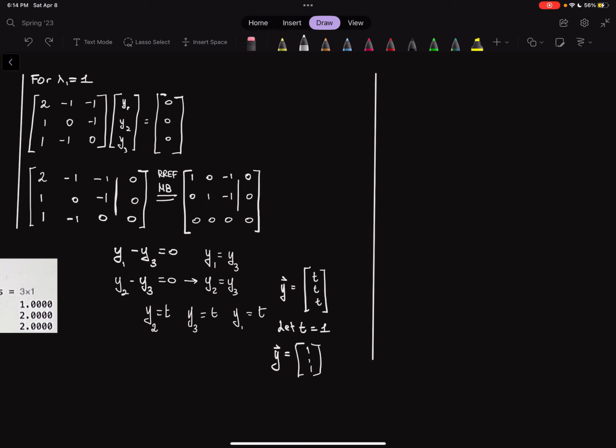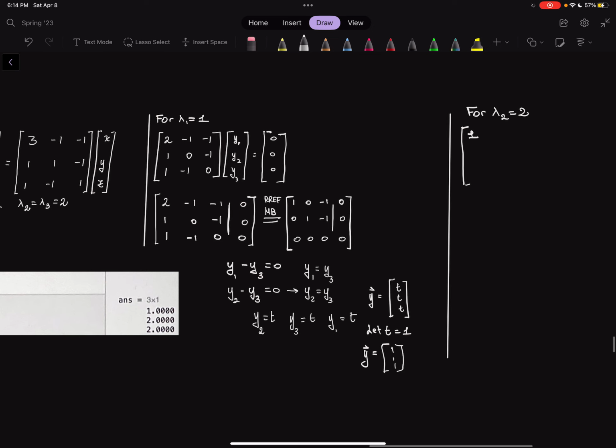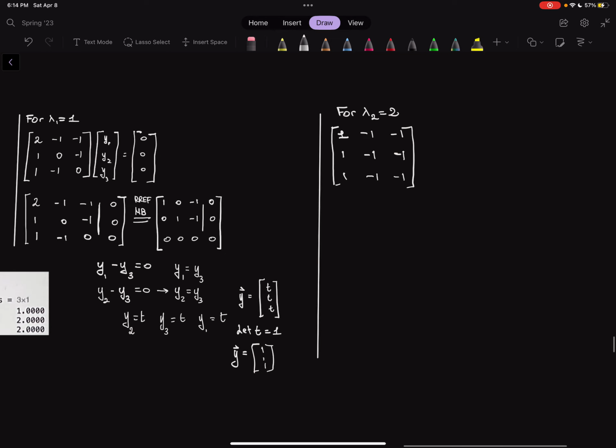They're both eigenvalues of 2. So for lambda 2 equals 2, I put that back into my matrix. So that was 3 minus 2, that's 1. Negative 1 and negative 1 stay the same. Then 1 minus 2, that's negative 1, and negative 1 stays the same. And 1, negative 1, and 1 minus 2, that's negative 1. Now we close this. And here, I'm going to have K1, K2, K3, and that's all going to be equal to 0, 0, 0.